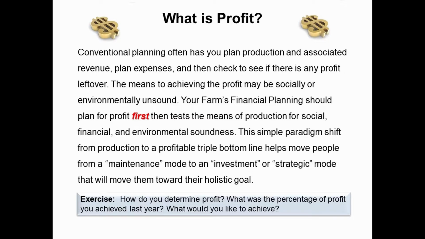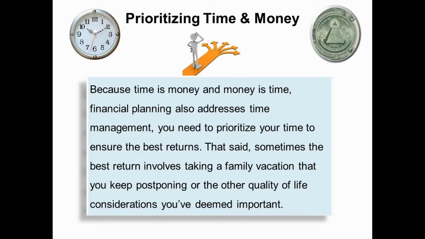Your farm's financial planning should plan for profit first, then test the means of production for social, financial, and environmental soundness. This simple paradigm shift from production to a profitable triple bottom line helps you move people from maintenance mode to an investment mode or strategic mode that will move them towards their holistic goal. Because time is money, and money is time, financial planning also addresses time management. You need to prioritize your time to ensure the best returns. That said, sometimes the best return involves taking a family vacation that you keep postponing, or other quality of life considerations you've deemed important.